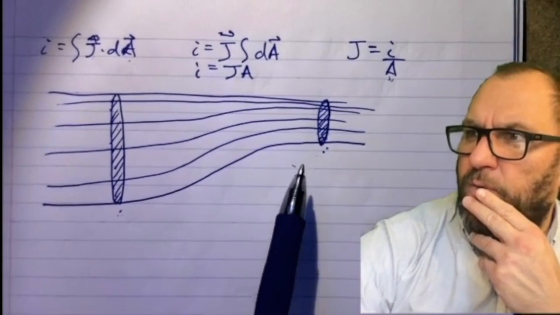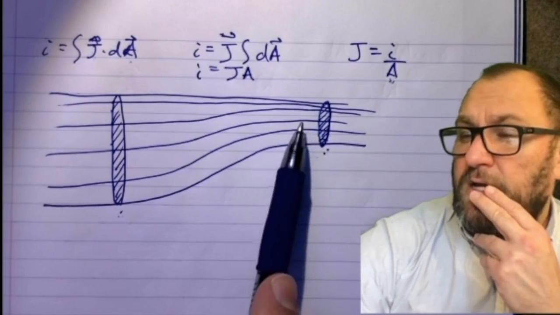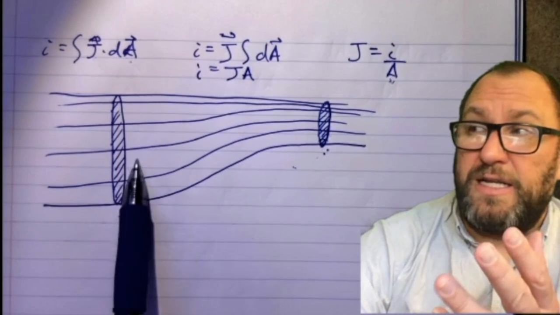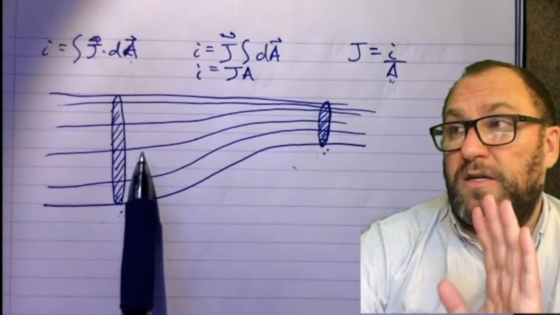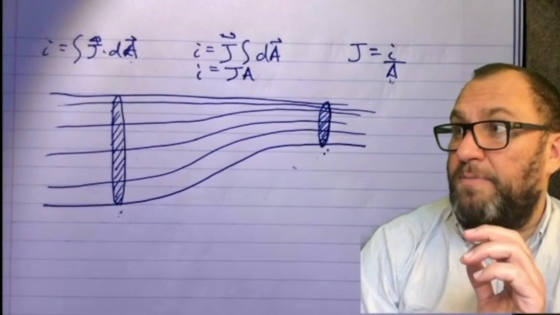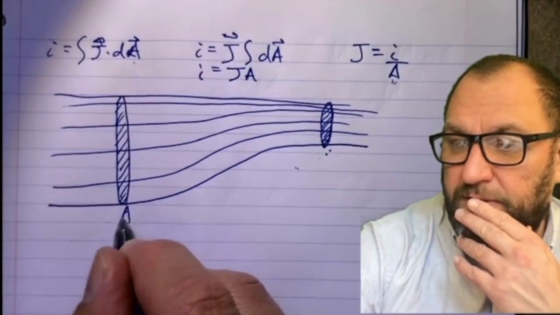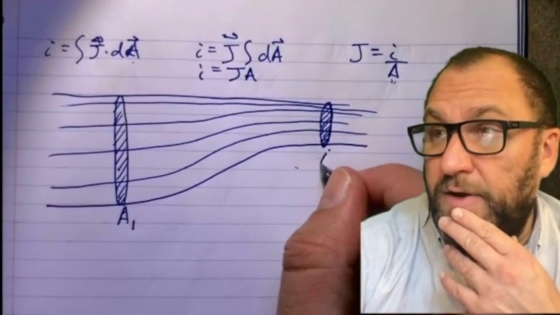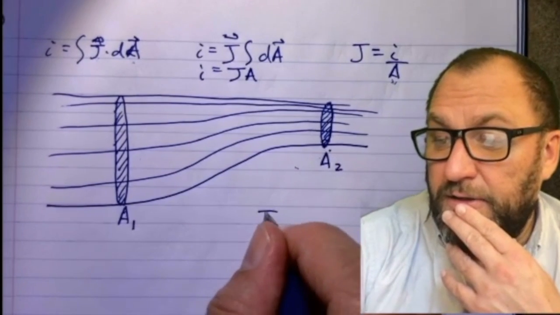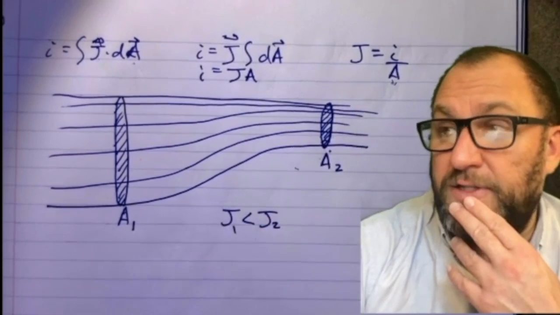If I'm looking at my wire here, this is the smaller area. The same amount of current is passing through right here as over here. The current doesn't change, but the current density absolutely does change. For example, if this is area 1 and over here is area 2, then J2 is going to be much higher than J1.